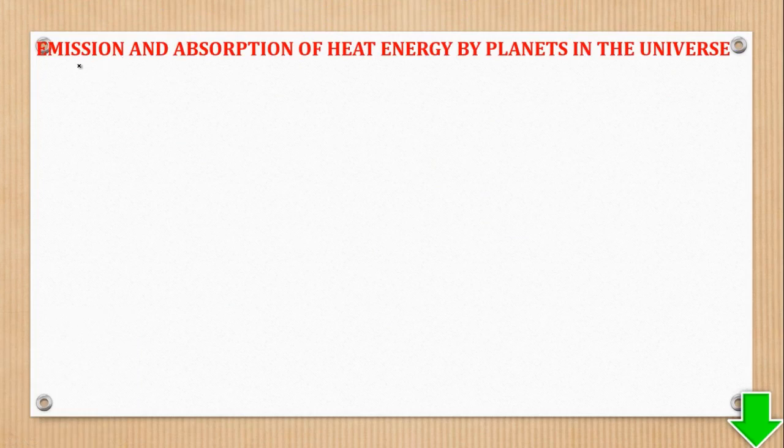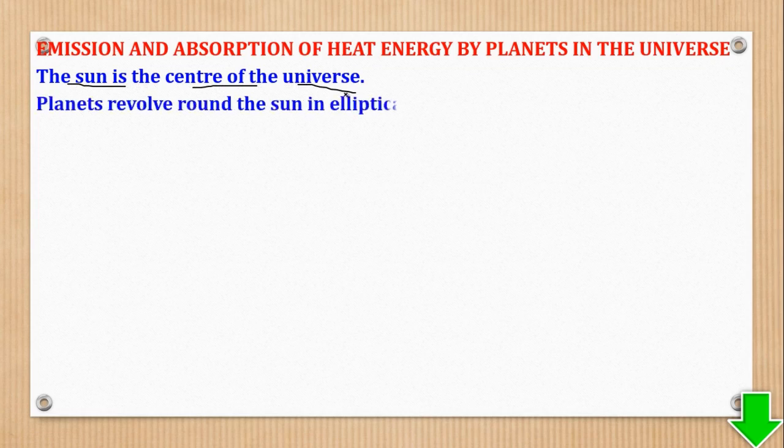So now we shall go to emission and absorption of heat energy by planets in the universe. Some theory we need to know about these planets: one is that the sun is the center of the universe. It should always be remembered that the sun is the center and the planets revolve around the sun in elliptical orbits.